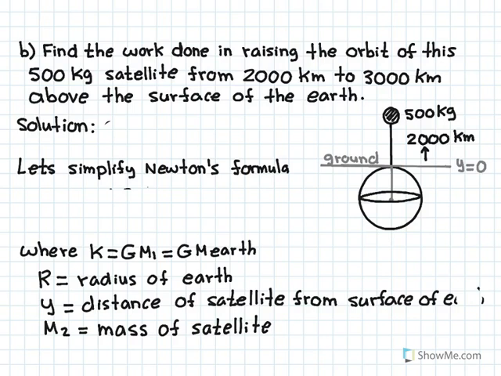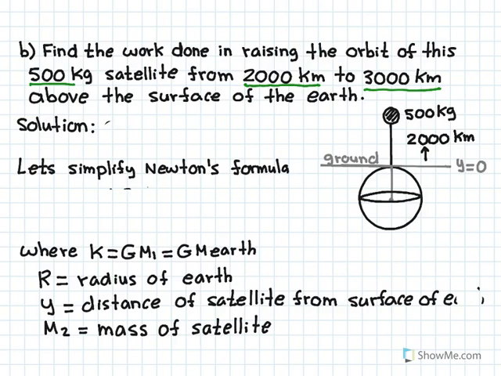Part B of the question asks us to find the work done in raising the orbit of this 500 kilogram satellite from 2,000 kilometers to 3,000 kilometers. That means the satellite is at a 2,000 kilometer orbit around the Earth, and we would like to find the work done against gravity to raise the orbit of this satellite from 2,000 kilometers to 3,000 kilometers. And we're going to apply a work integral to solve for that.